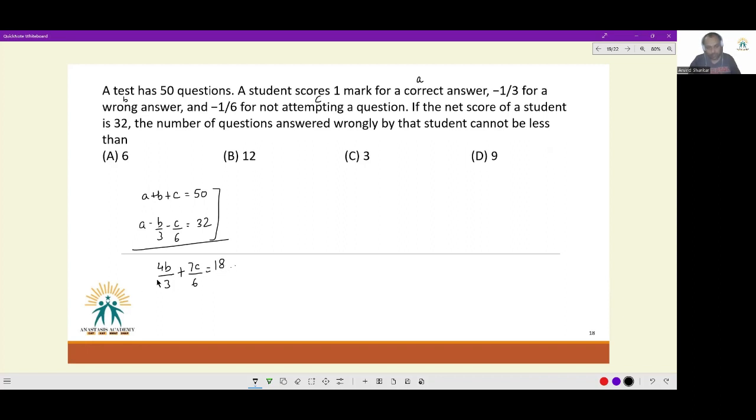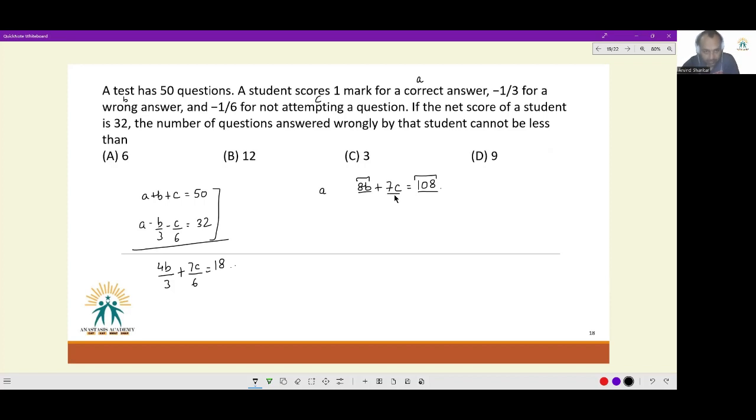A minus A, B minus B by 3 will give me 4B by 3 plus 7C by 6 is equal to 18. It will then give me 8B plus 7C is equal to 108. Now, if I'm looking for solution sets here, first thing I see is this is a multiple of 4, this is a multiple of 4, this here is a multiple of 4. So C should always be a multiple of 4.